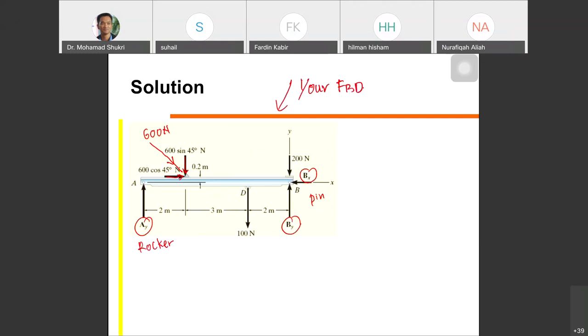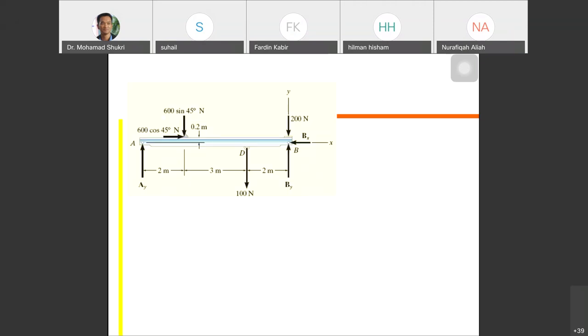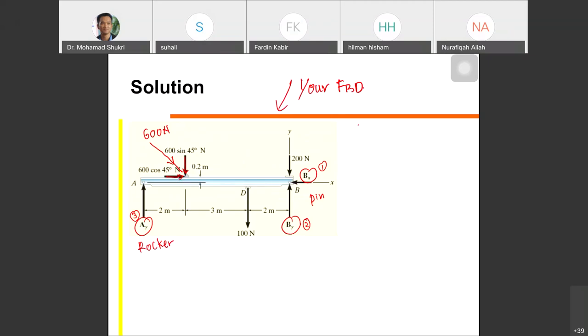So how many unknowns we have? We have 3 unknowns. We have BX, number 1. We have BY and we have AY. So you have 3 unknowns. So we can solve this using equation of equilibrium. So step 2, using equation of equilibrium, summation of Fx is equals to 0.